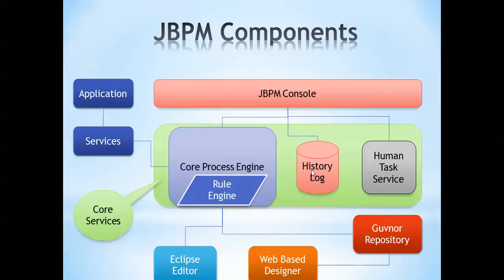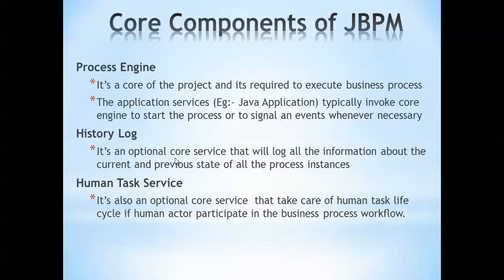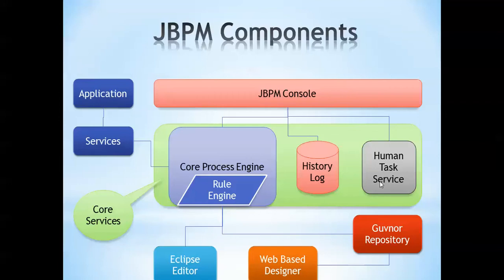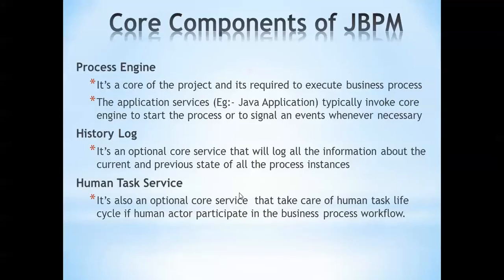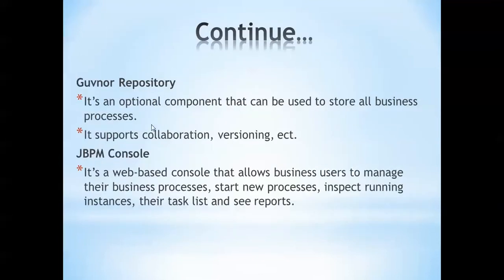And coming to the history log, basically it's an optional core service that will log all the information about the current and the previous state of each process instance. And coming to the human task service, it is also an optional service that takes care of the human task life cycle if there is a human actor. The Guvnor repository is an optional component that can be used to store all the business processes. It supports collaboration and versioning of all the business processes and the rules.